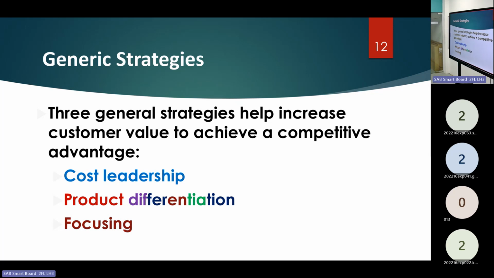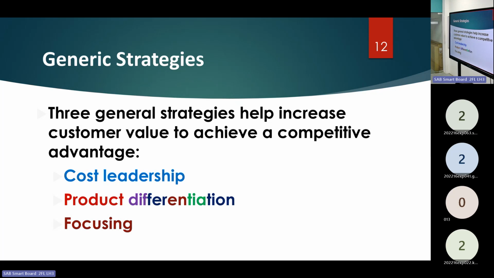As long as you can maintain, right? The value is the customer perspective. Customer value is something that derives the competitive advantage. So there are some strategies business can use to create value for the customers that gives you competitive advantage. Three generic strategies are there: cost leadership, product differentiation, and focusing.